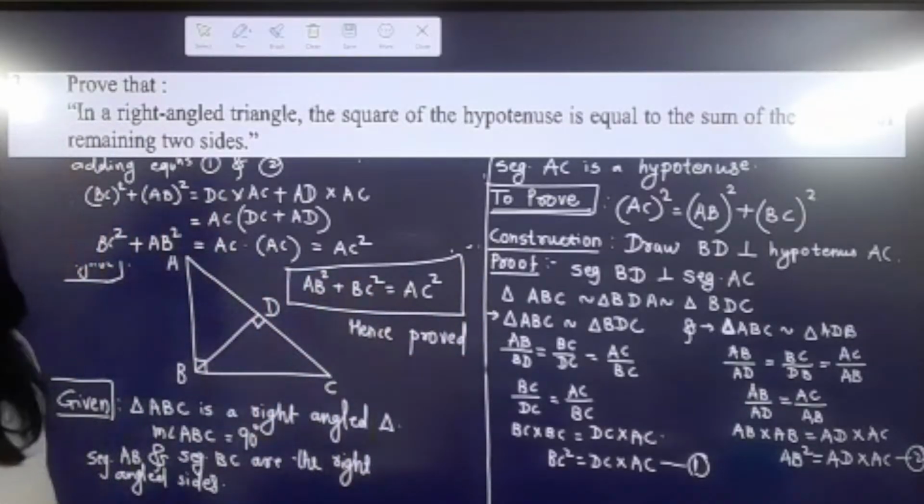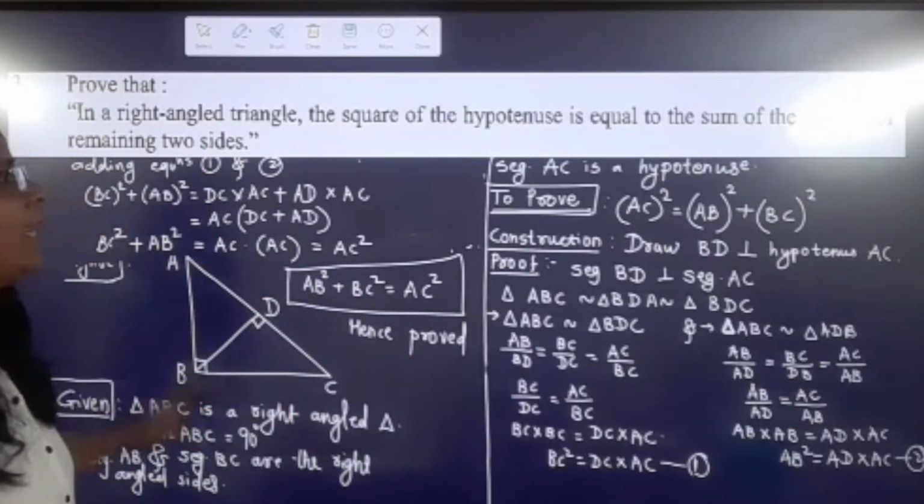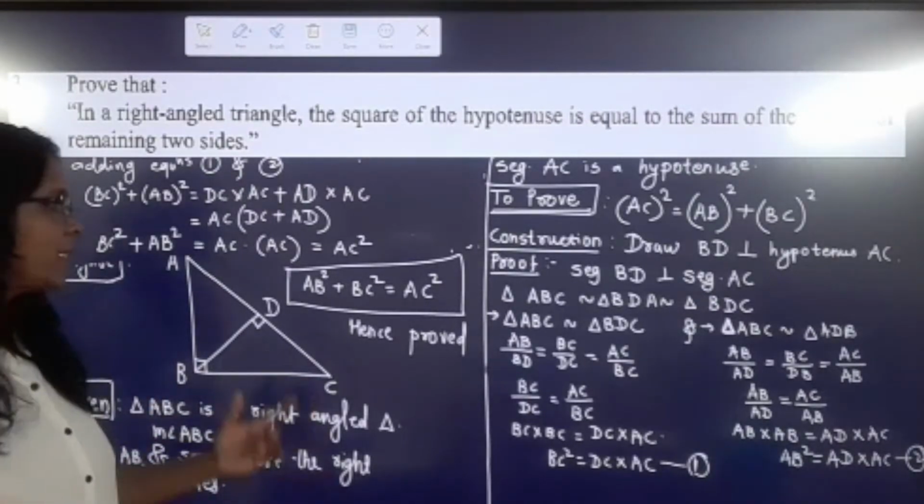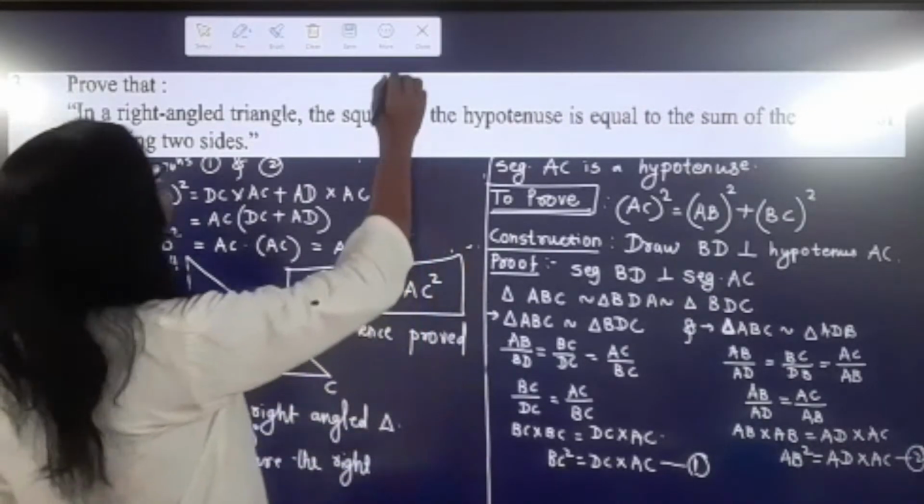Okay students? In such a way we can write down the theorem. Okay, then next one example, students.